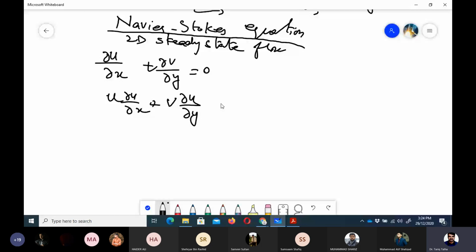and then if we multiply it with rho on the left hand side, on the right hand side we can write minus dp by dx. Why is it minus? Because this is a closed term, you all know very well. Plus mu into, this is mu, let me write it again clearly.